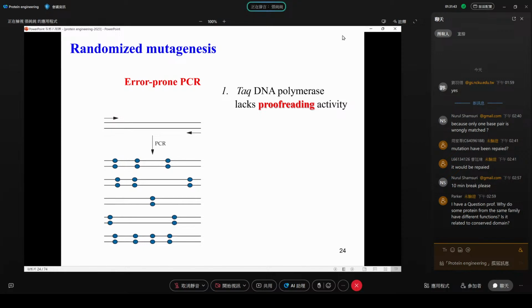So that's lesson number one. If you want to generate mutation, but you still use those overpriced, expensive Taq DNA polymerases, that'll be wrong. Completely wrong. So using a cheap Taq DNA polymerase will be good enough. Okay, second part.